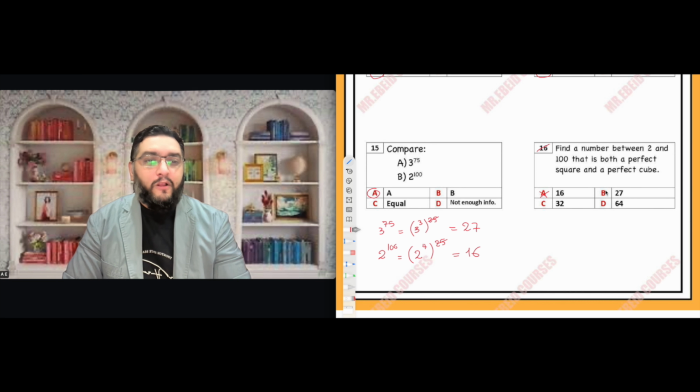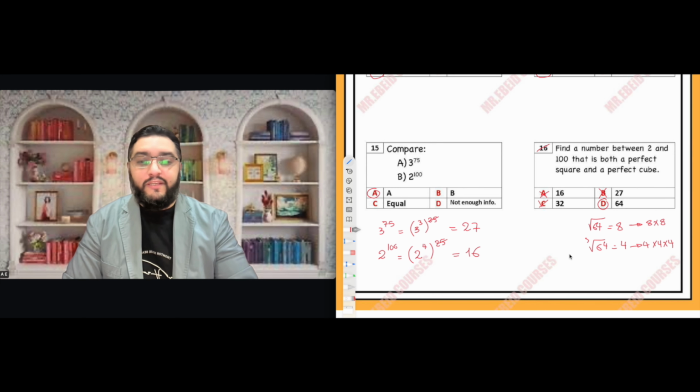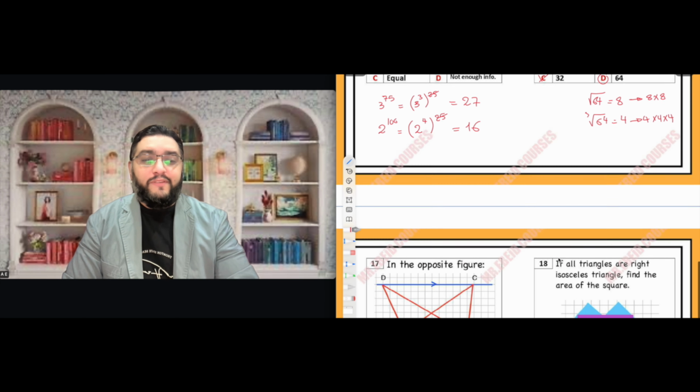Eliminate A. Also 27, you can take the cube root of 27, which equals 3, and the square root of 27 is not an integer. Also 32, the answer is 64, because you know that the square root of 64 is 8, and the cube root of 64 equals 4. As you know that 8 times 8 equals 64, and here we have 4 times 4 times 4 equals 64, so the answer is. Move to question 17.